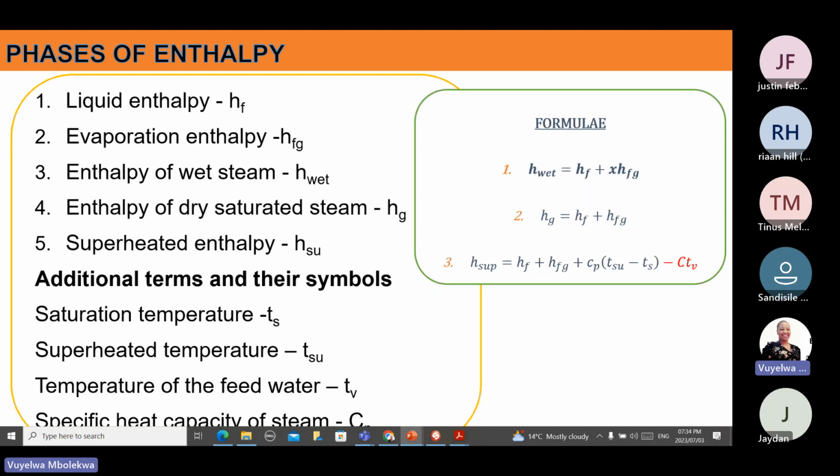Then the equation that you don't have on the formula sheet, which you need to remember, is the one to calculate the enthalpy of superheated steam. So that one is Hf plus Hfg. If you notice, this part, Hf plus Hfg, is actually Hg. Plus Cp. So what is Cp?